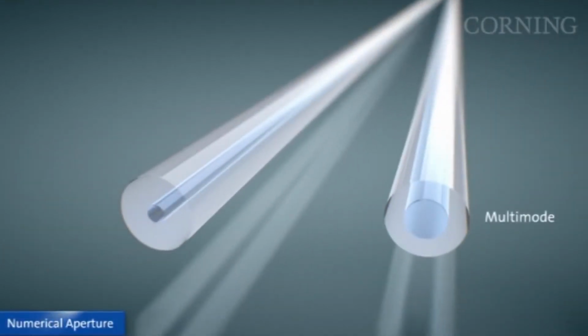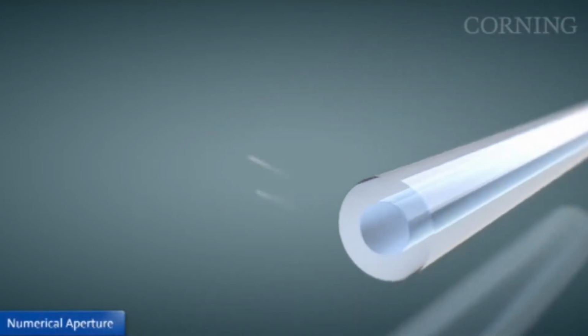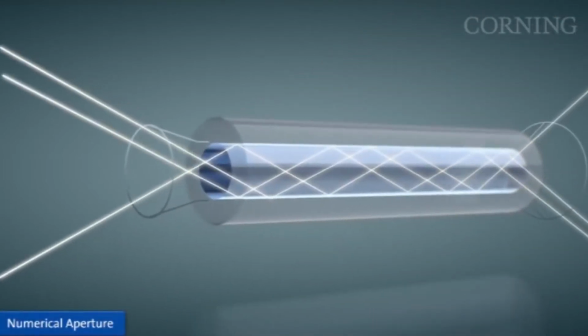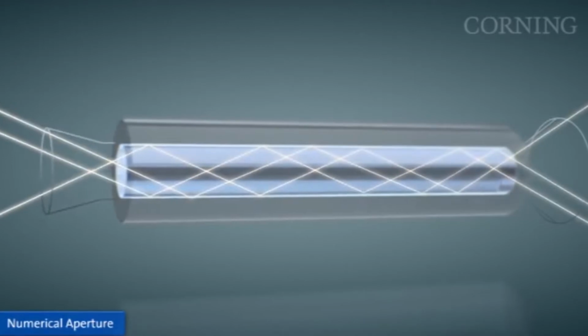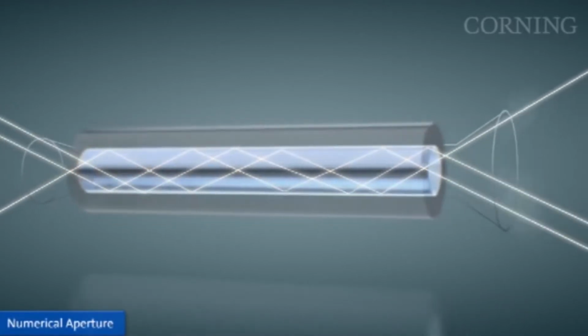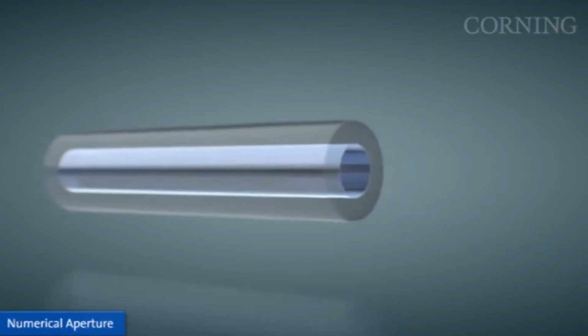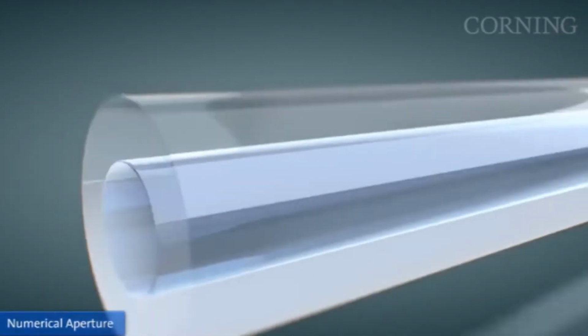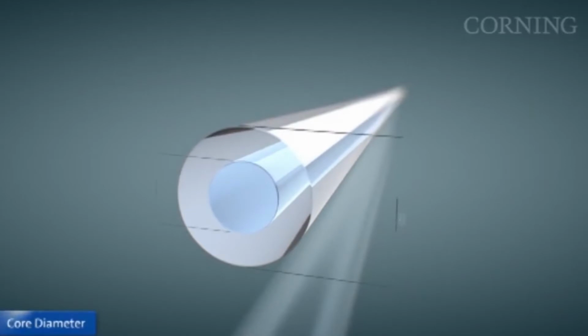Multi-mode fiber has two important characteristics: numerical aperture and core size. Numerical aperture is the measure of the angular range of acceptance of light into a fiber. The angle over which a fiber accepts light depends on the refractive indices of the core and cladding glass. Core diameter is a fundamental design parameter of multimode optical fiber. The larger the core, the more modes of light can propagate through the fiber.